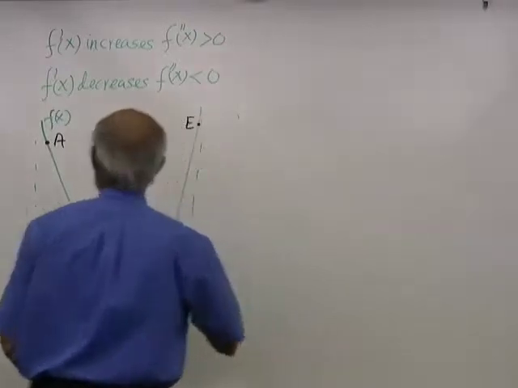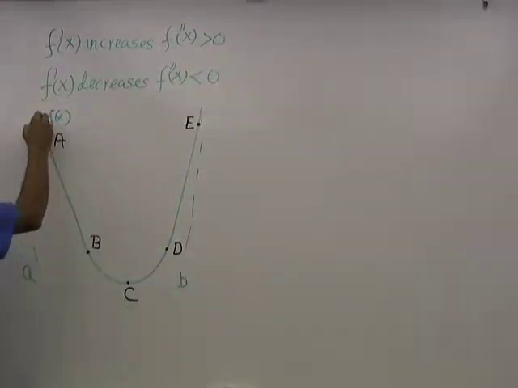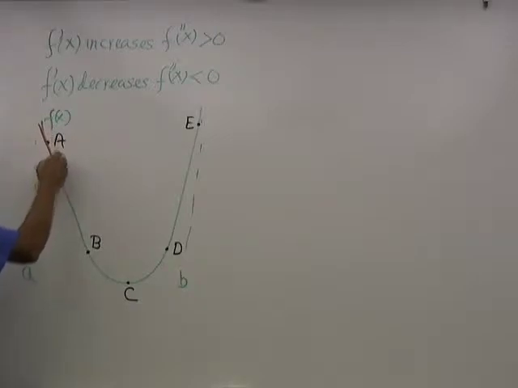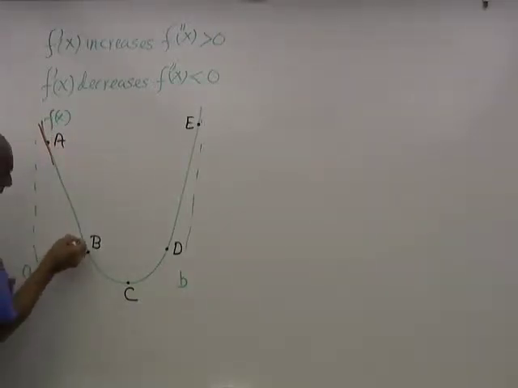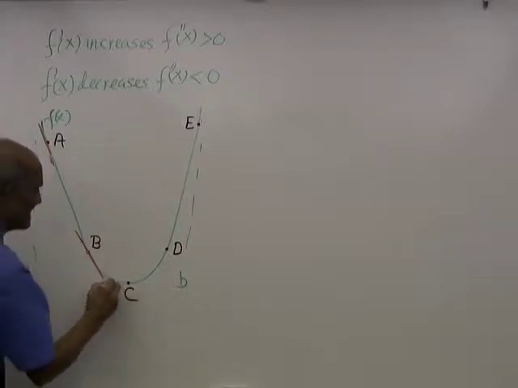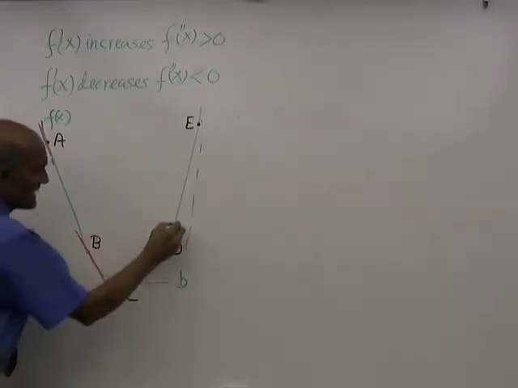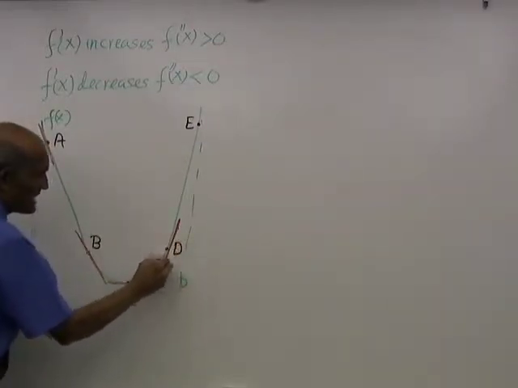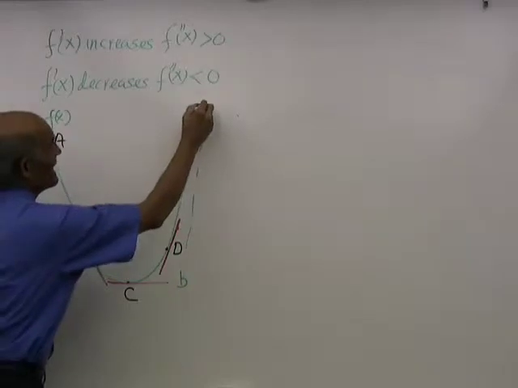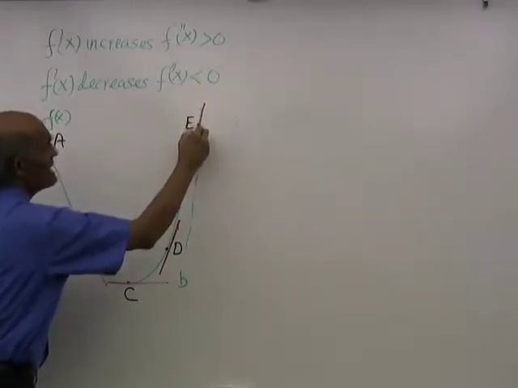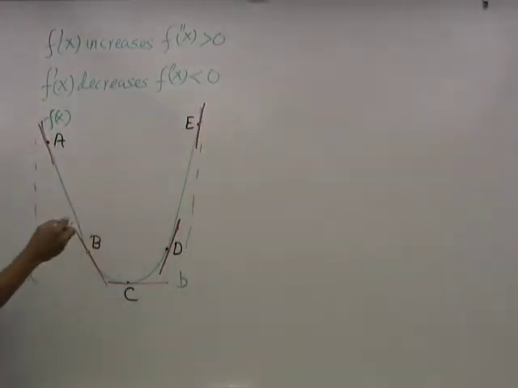Let's draw tangent lines at x equal to a. Look at the tangent line I'm drawing. At x equal to a, I have a tangent line. X equal to b, I have a tangent line. X equal to c, I have a tangent line. X equal to d, I have a tangent line. X equal to e, I have a tangent line.